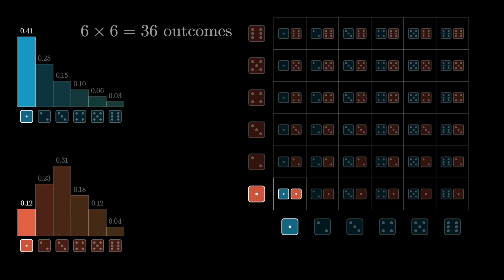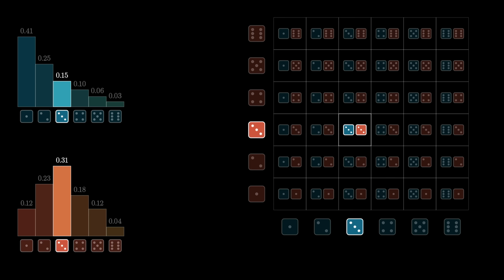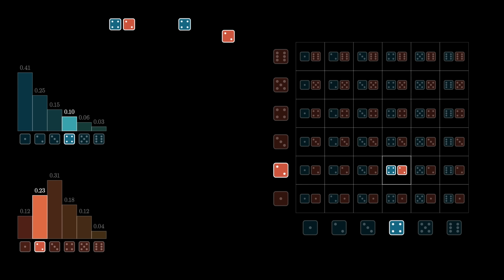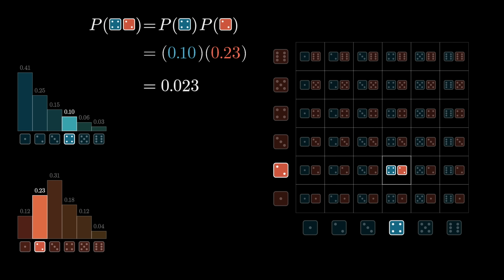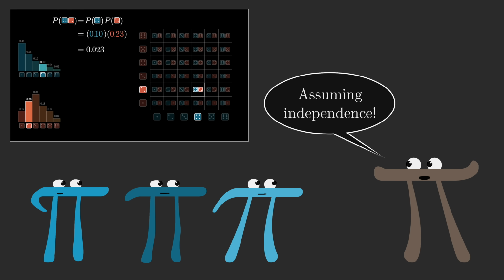Now, if I was to ask you, what is the probability of seeing any one of these specific outcomes, say the probability of seeing a blue 4 and a red 2, what would you say? We might say it should be the probability of that blue 4 multiplied by the probability of the red 2. And that would be correct, assuming that the die rolls are independent from each other.